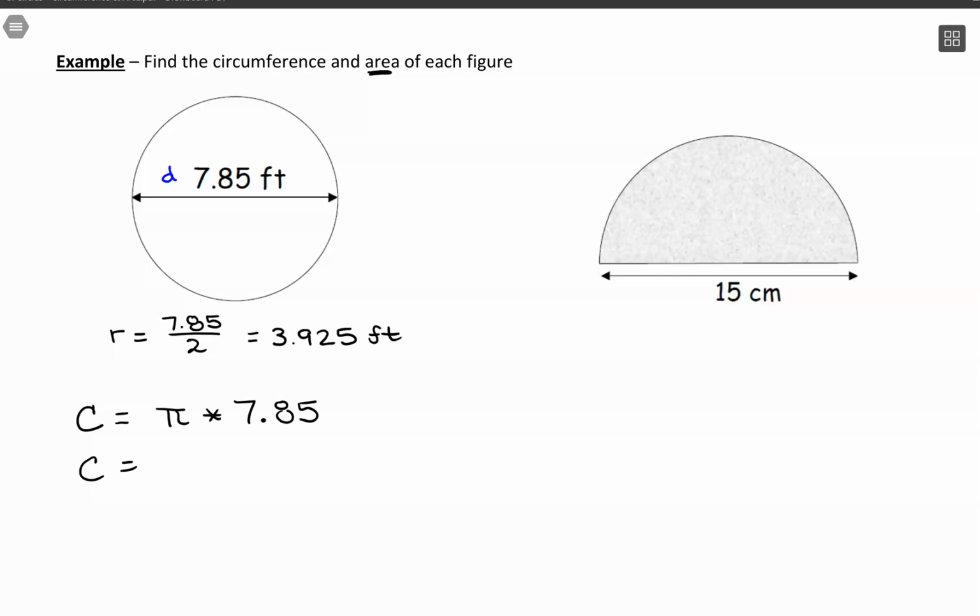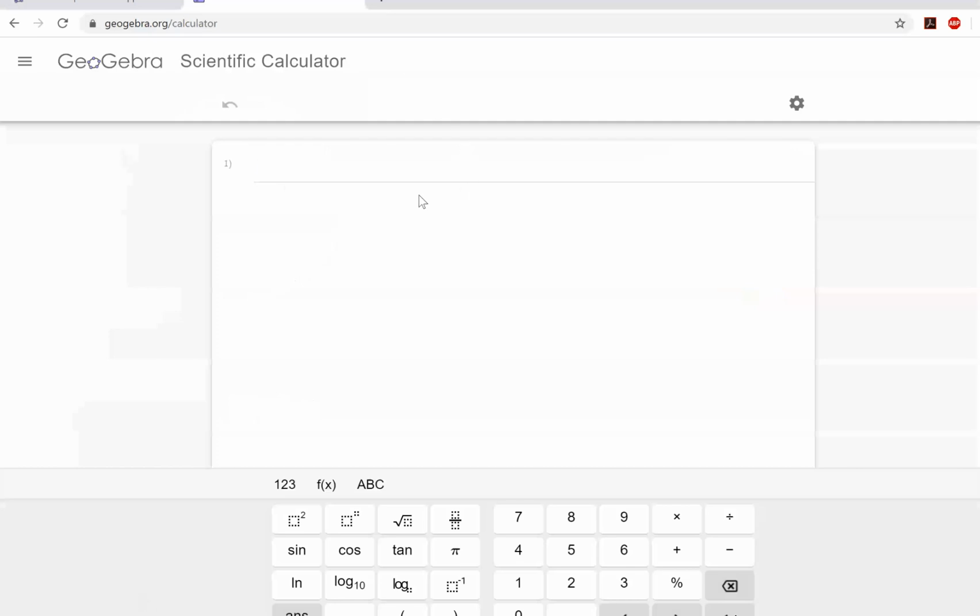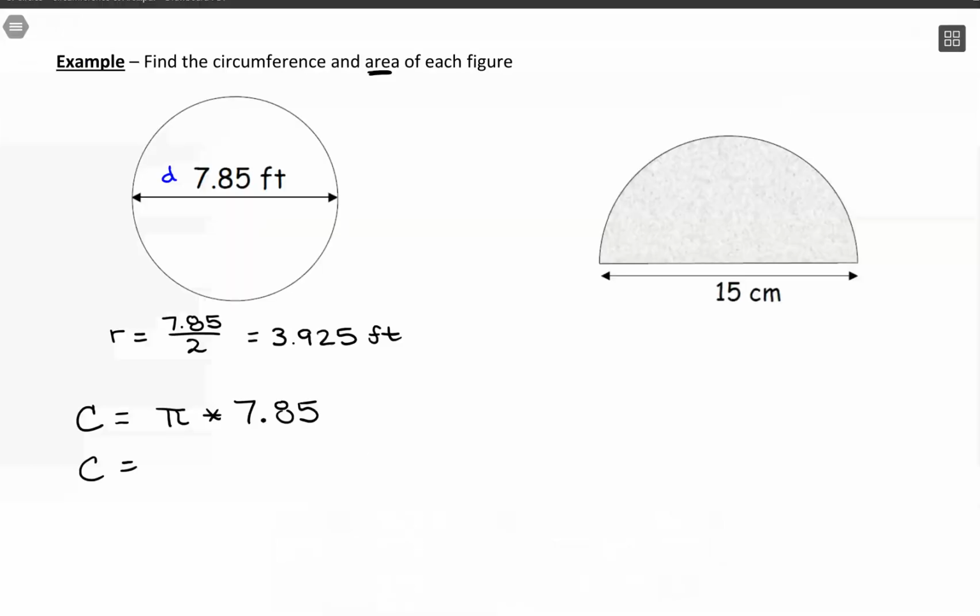So this is where you'll need a calculator with the pi function or this GeoGebra calculator online. So you'll just do pi times 7.85 and enter, and that's our answer, 24.6615. Let's go ahead and round to 2 decimal places here, so 24.66. And then for units, we will just take the units of our diameter, feet.